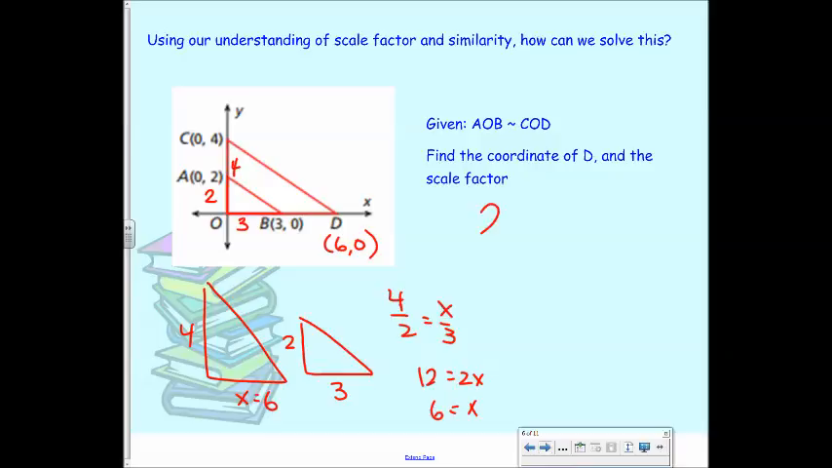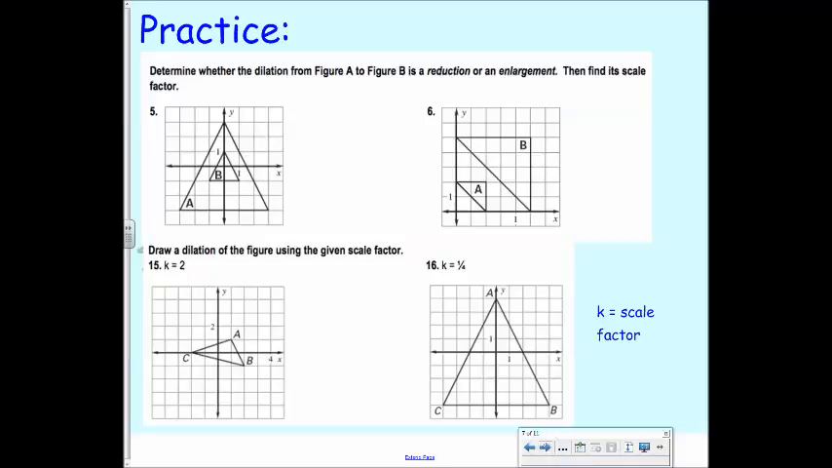Okay, try these 4. But before you go up, hang on, you might need to look at the actual board to see them. So you're determining if it's a reduction or an enlargement, and then you're looking for its scale factor. So you might need to come up here just to see what the coordinates are. And then for the second two, this is the scale factor. So you're finding the coordinates, and then you're finding the new coordinates. Okay, go.